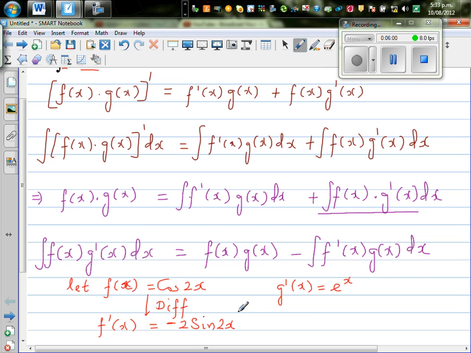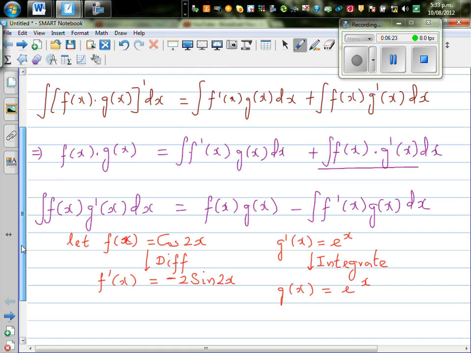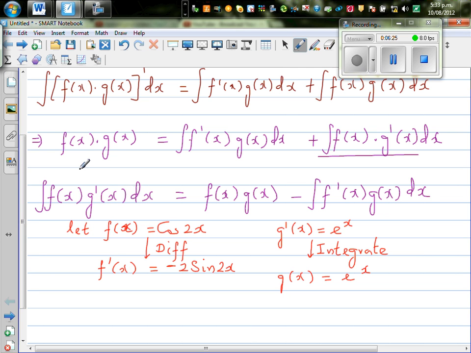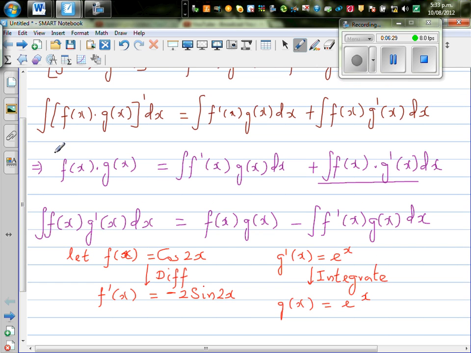Okay, now what are we going to do? You have to integrate this. If you integrate this, you get g of x. That means from a gradient function, if you want to get the function, you have to integrate. So integrating this, g of x is equal to e to the power x. So applying the rule, this is the rule, okay?